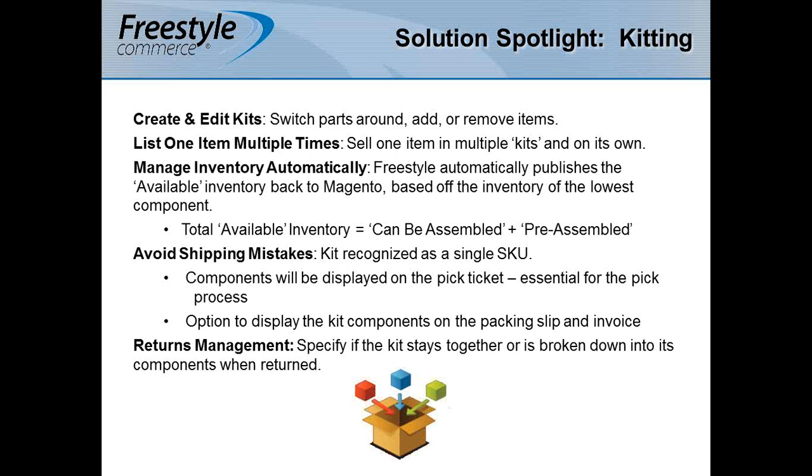Avoiding shipping mistakes. Freestyle recognizes the kit as a single SKU. From a picking standpoint, all of those items will be listed as line items so that you can be sure that the correct items are picked, but you have the option to display the kit components on the packing slip either as individual items or you can just label as the kit itself.